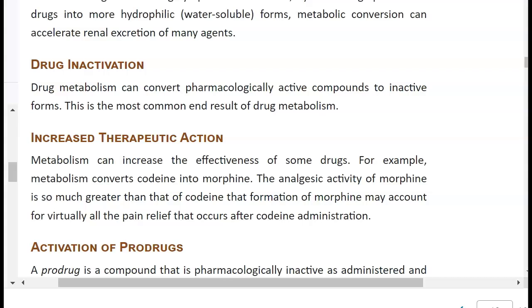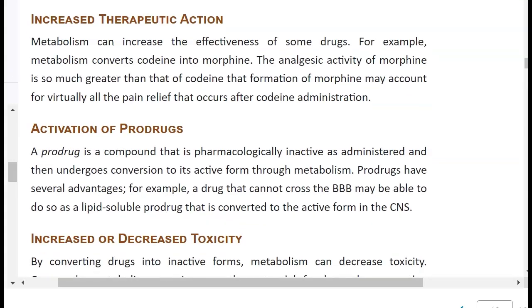For example, metabolism converts codeine into morphine. The analgesic activity of morphine is so much greater than that of codeine that formation of morphine may account for virtually all the pain relief that occurs after codeine administration. The activation of a prodrug. So the prodrug is a compound that is pharmacologically inactive as administered and then undergoes conversion to its active form through metabolism. So your body is going to change that drug and activate it with its metabolism process.